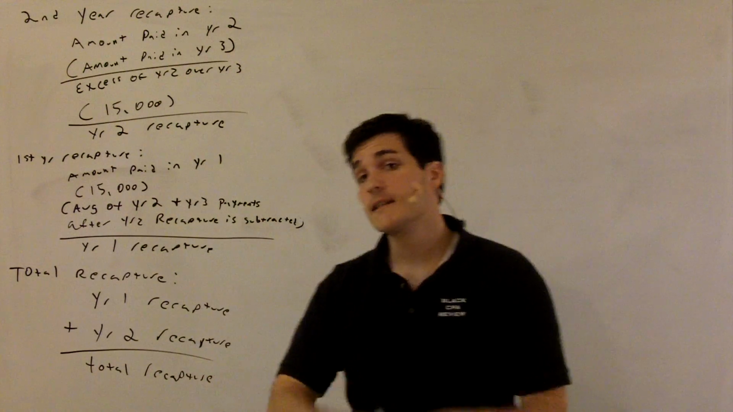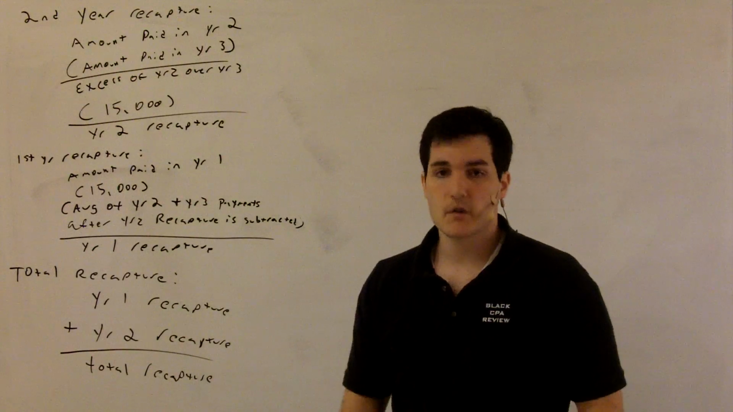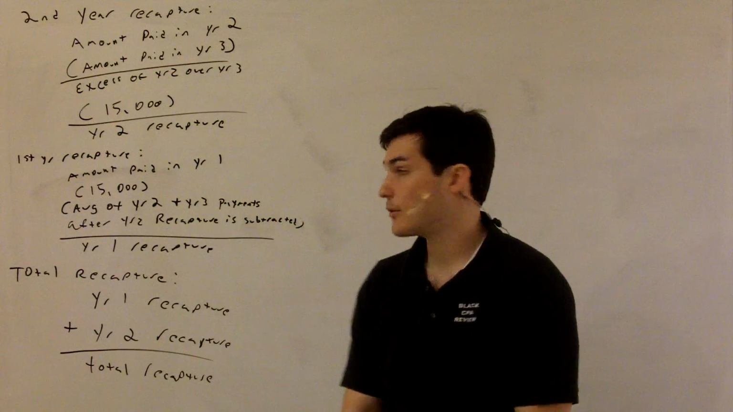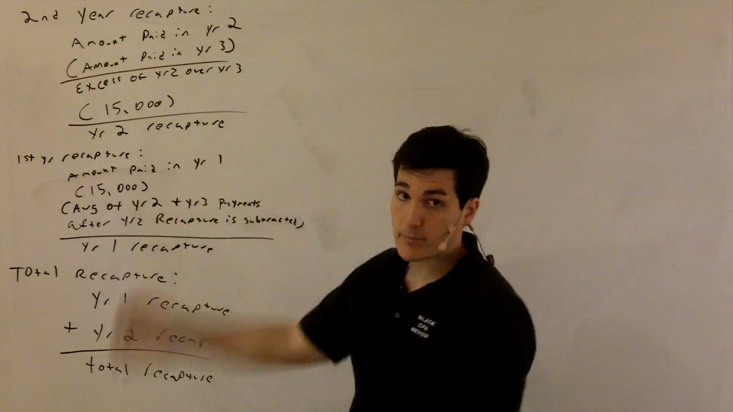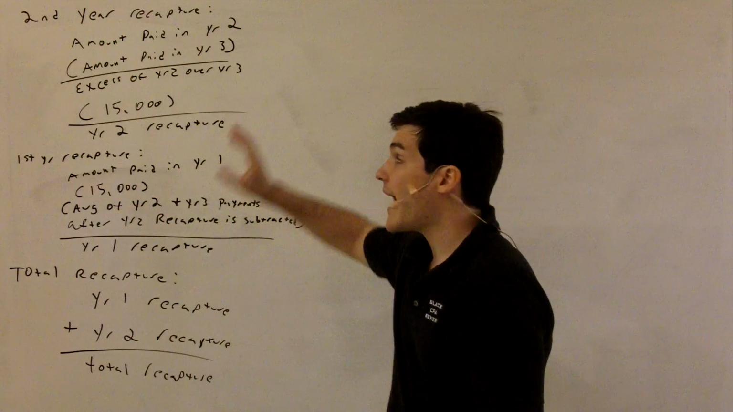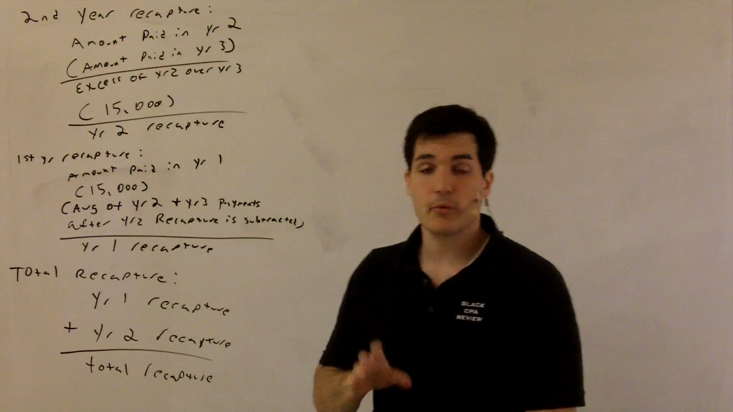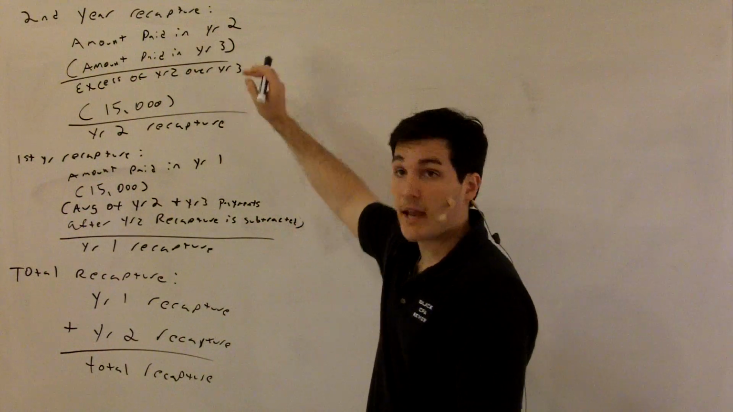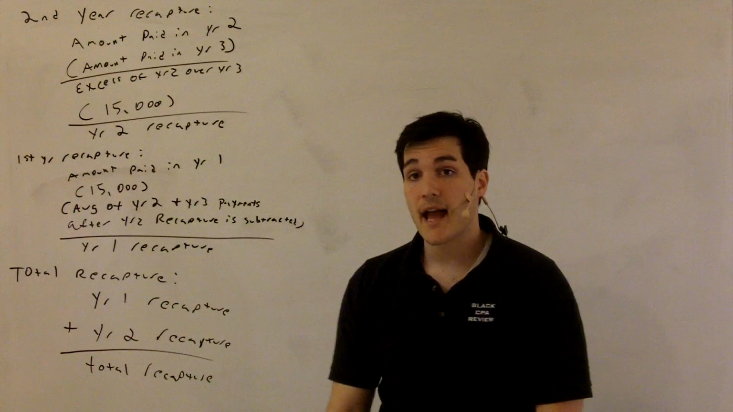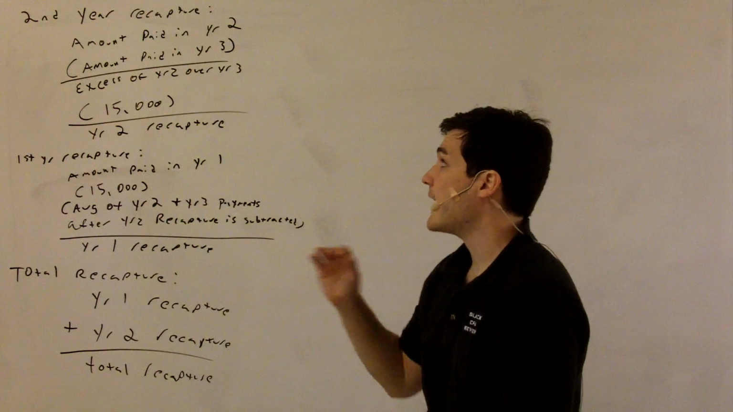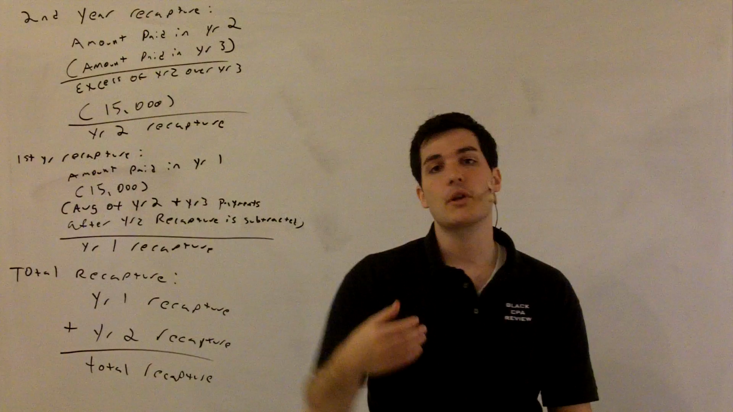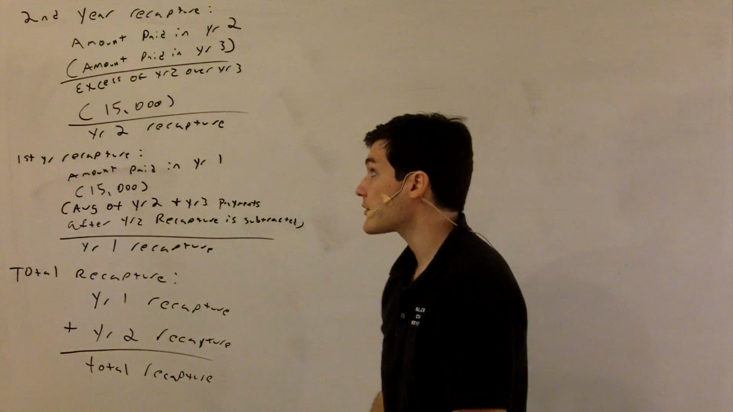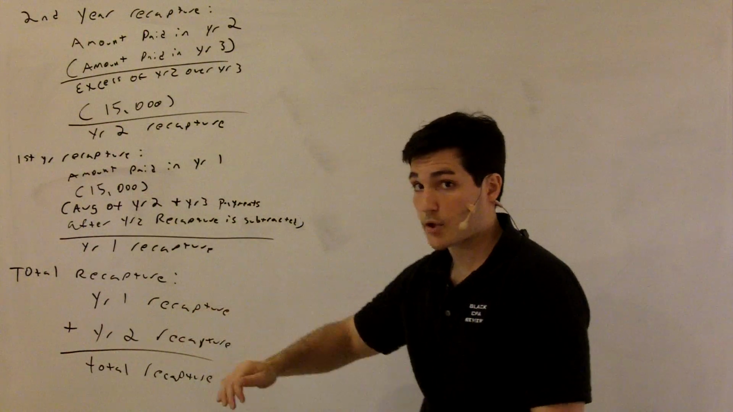So we've got a formula here, and what the CPA exam is going to do is they're going to give you 3 years worth of alimony payments. And you've got to figure out how much of total recapture you have, or they might ask you for year 1 or year 2 recapture. However, the way this always starts, you have to figure out second year recapture before anything else, all right? So the first thing you're going to do is take the amount of alimony paid in year 2. You're going to subtract the amount of alimony paid in year 3. That's going to give you the excess of year 2 alimony payments over year 3 alimony payments, all right? From that, you're going to subtract $15,000. That will give you your year 2 recapture.